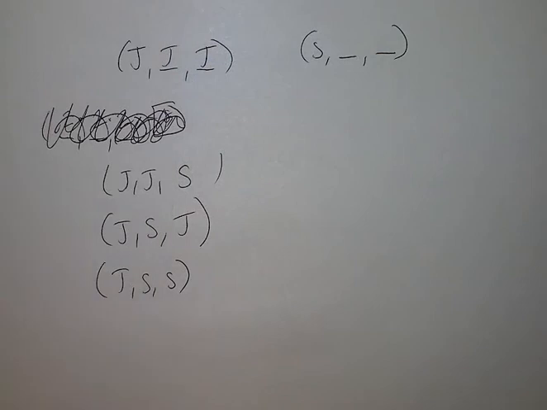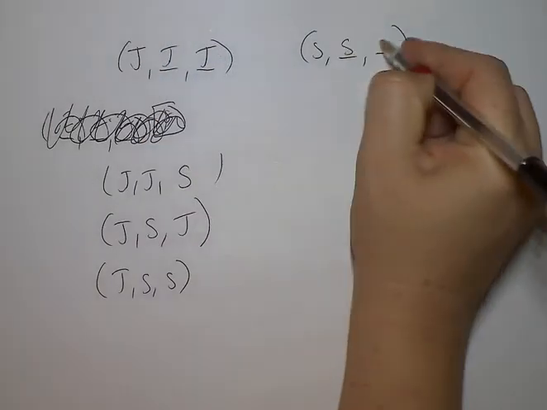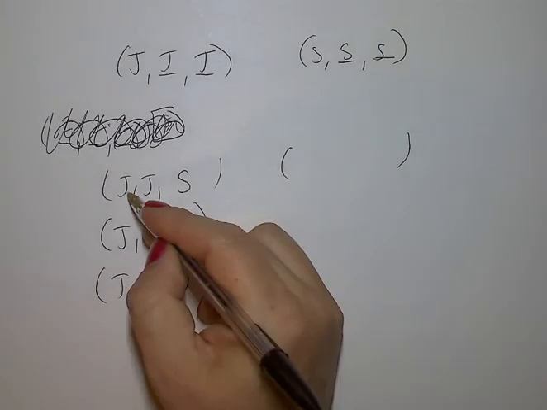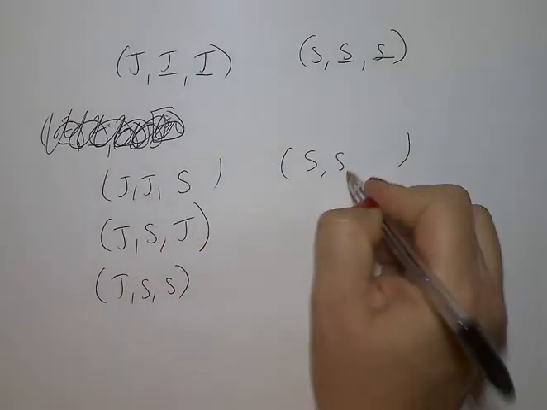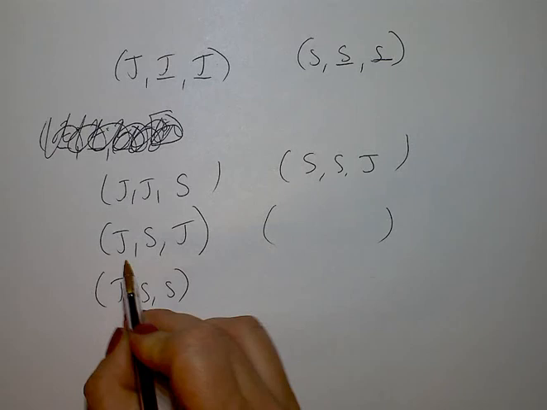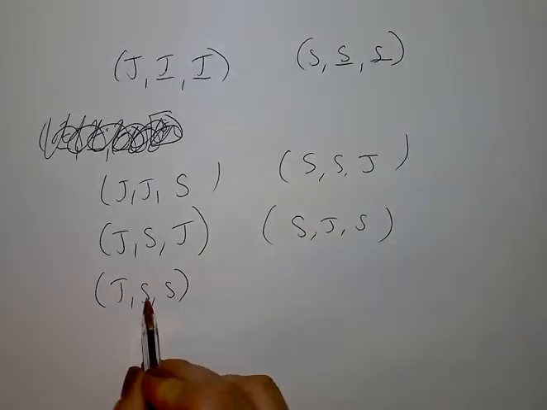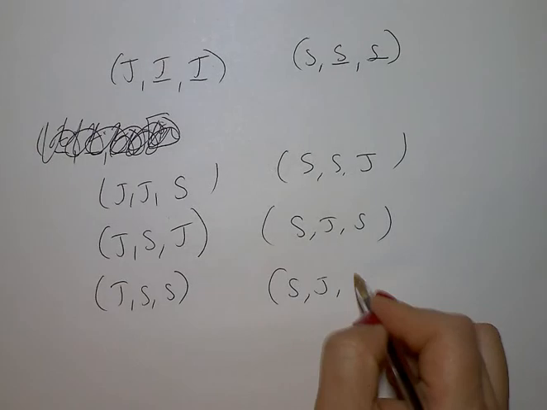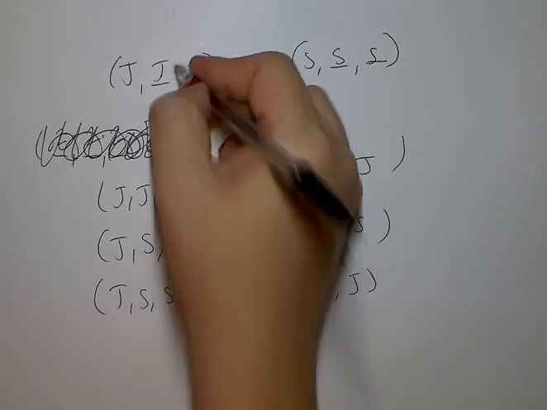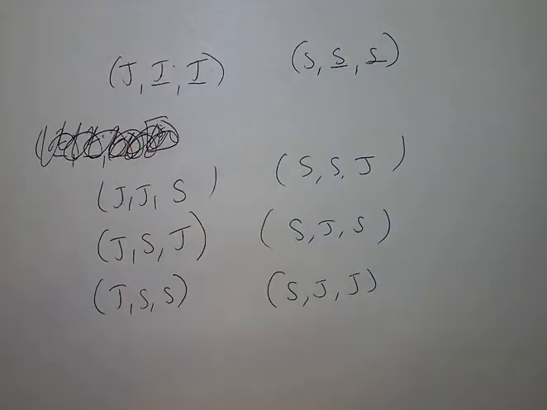I have, but now I'm going to flip the juniors and the sophomores. So I'm going to go SSS, SSJ, SJS, SJJ. 1, 2, 3, 4, 5, 6, 7, 8. Thumbs up, thumbs down if you understood how I did it. There could be more than one way of doing this.